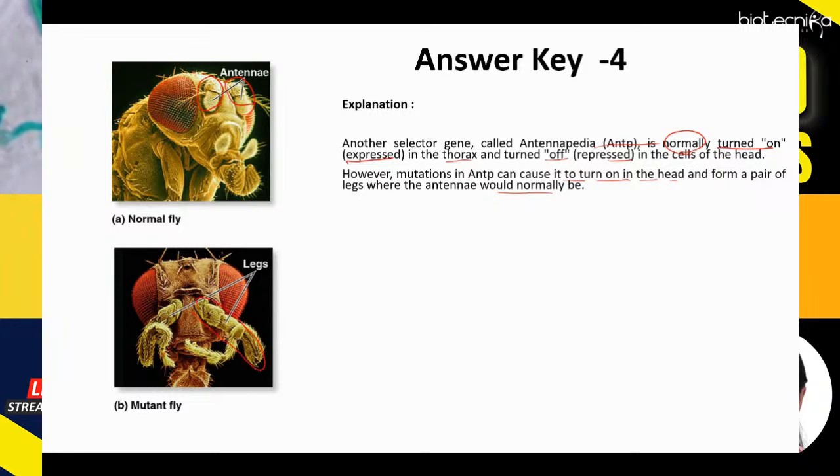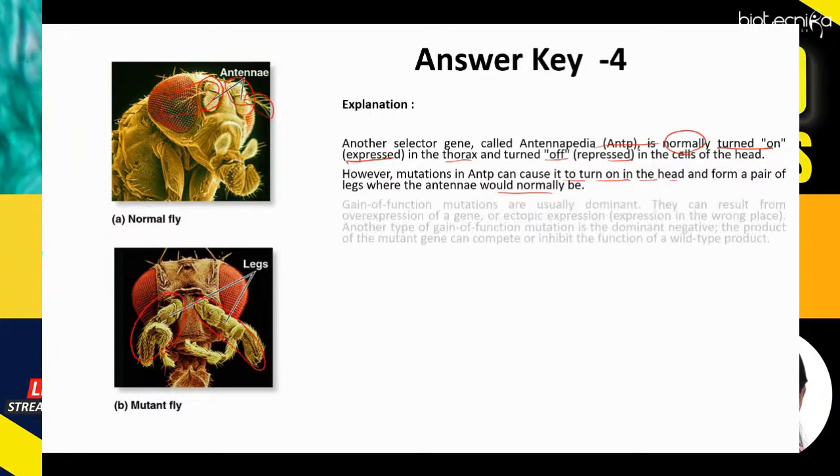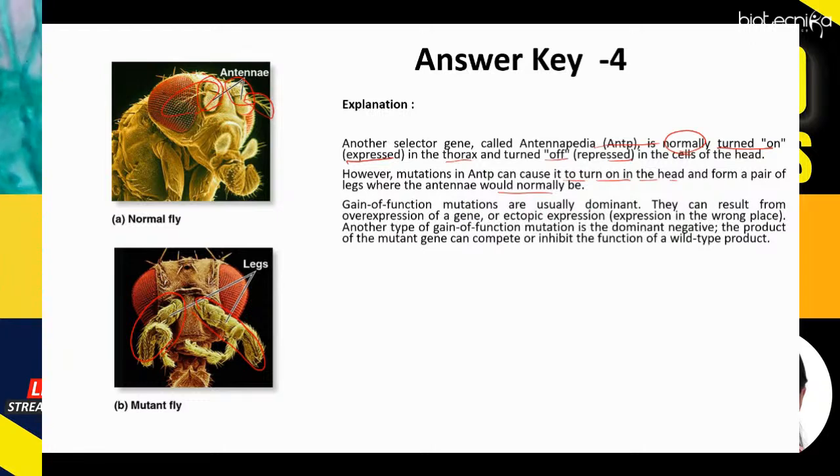See, legs are coming out from the antenna region. The antenna is not there anymore. All right. So gain of function mutations are generally dominant. They can result from overexpression of a gene or ectopic expression, which is expression in the wrong place. Another type of gain of function is the dominant negative, which is the product of the mutant gene that can compete or inhibit the function of a wild type product.